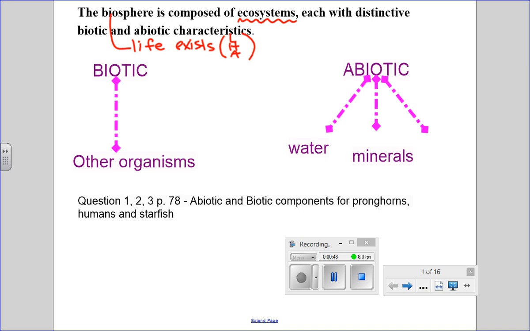ecosystems, not just one food chain or one food web, but the interaction between multiple things that would affect the living organisms that are there. So we'll start by talking about the characteristics of an ecosystem. Characteristics, when we're talking about ecosystems, could be classified as either biotic or abiotic.